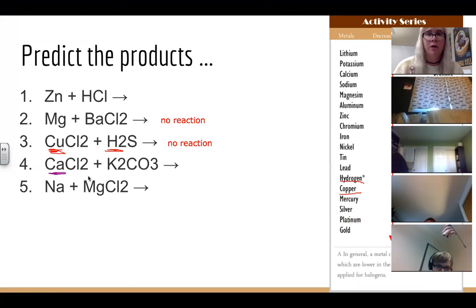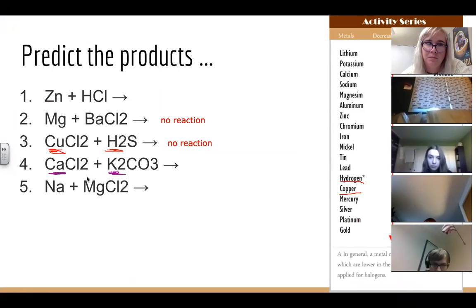So calcium is one of our metals. Potassium is our other metal. All right, so we want to know, will calcium replace potassium? Let's take a look at our activity series. Potassium, calcium. Will calcium replace potassium? It will.